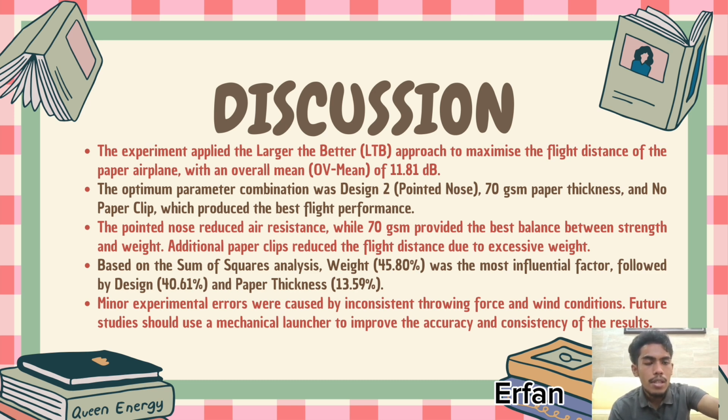The pointed nose reduced air resistance, while 70 GSM paper provided a good balance between strength and weight. Adding a paperclip increased weight, which negatively affected the flight distance. Based on the sum of squares analysis, weight was the most influential factor at 45.58%, followed by design at 40.61% and paper thickness at 13.59%.